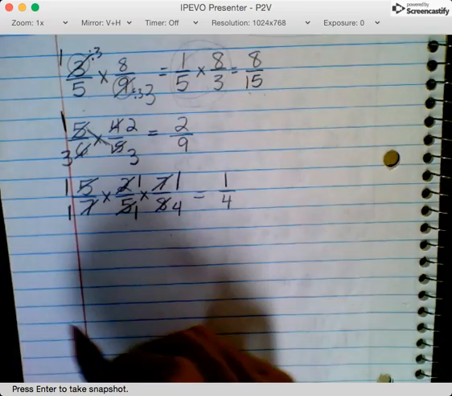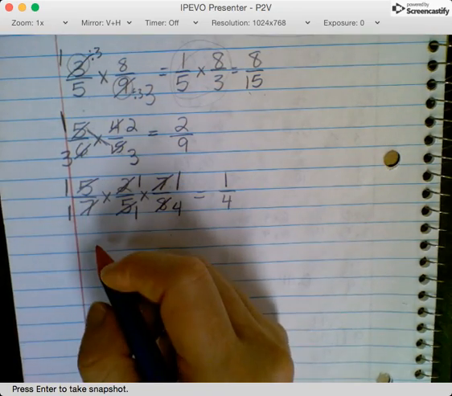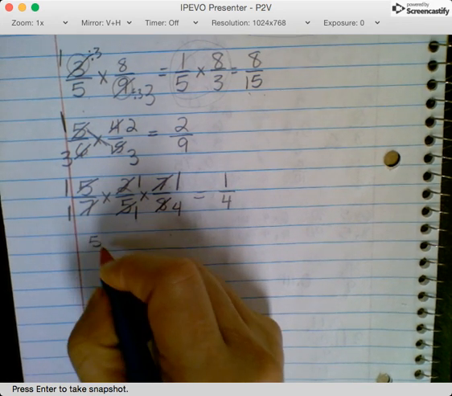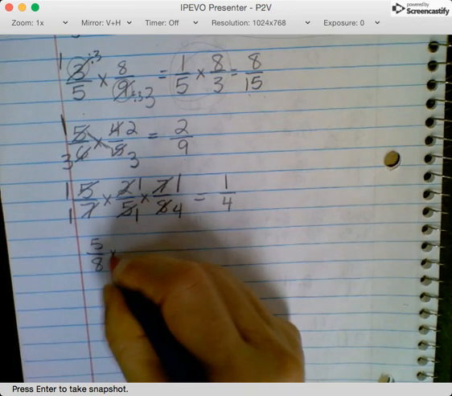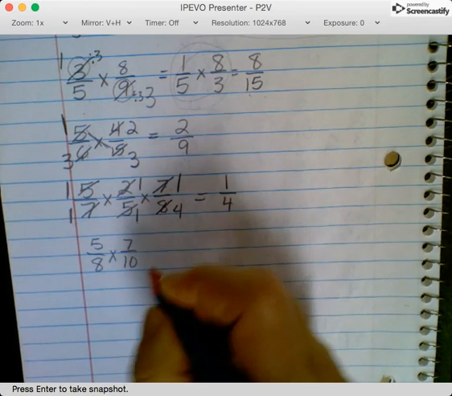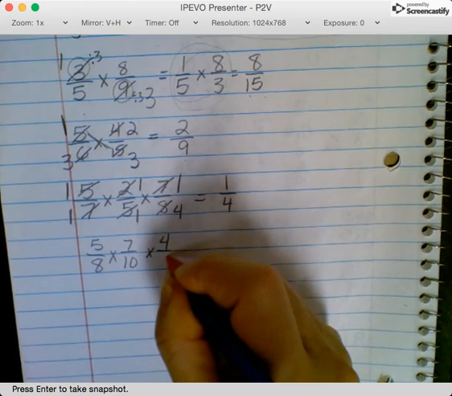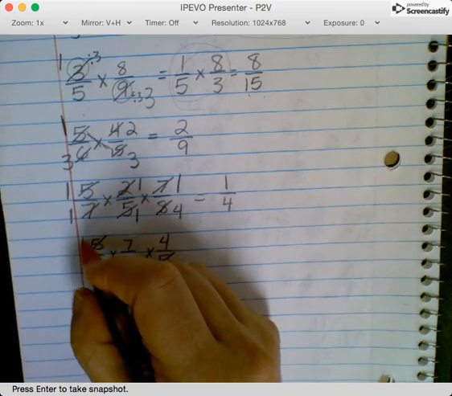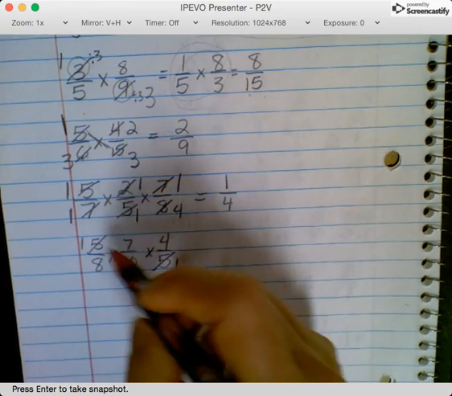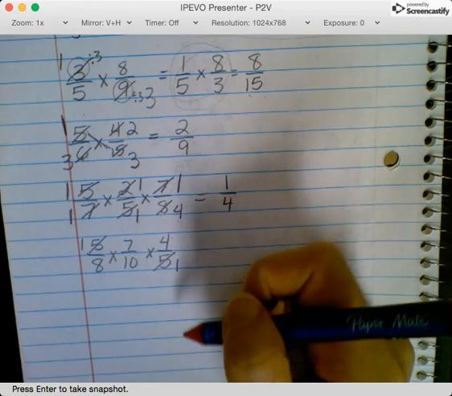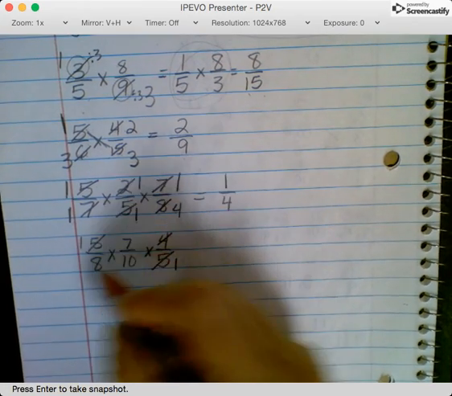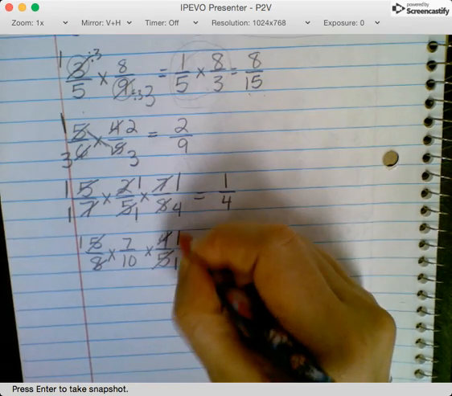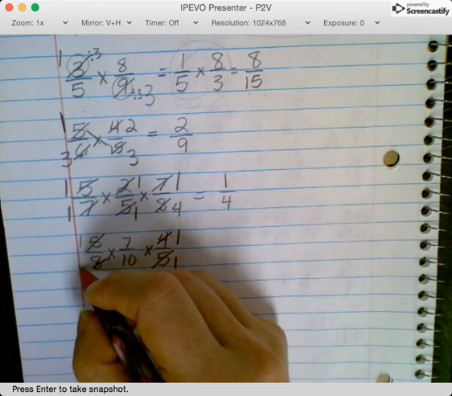Okay, let me do one more with 3 factors, and then I will let you guys go. So we'll do 5/8 times 7/10 times 4/5. Okay, again, I see my 5 and my 5. I'm going to do that one first. And those can both be simplified to 1 because 5 divided by 5 is 1. I notice my 4 and my 8, they can actually both be divided by 4, and 4 divided by 4 is 1. 8 divided by 4 is 2.